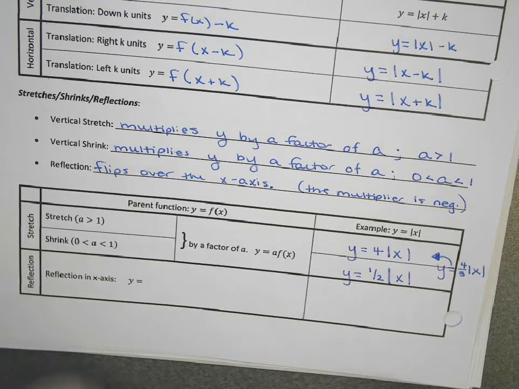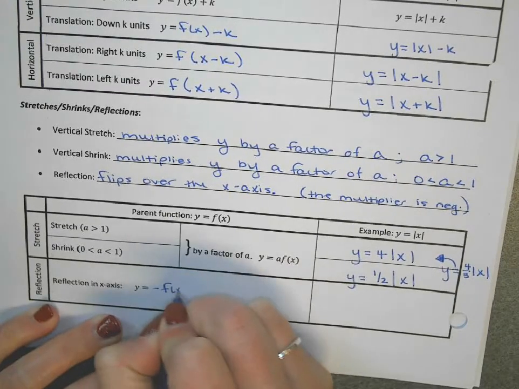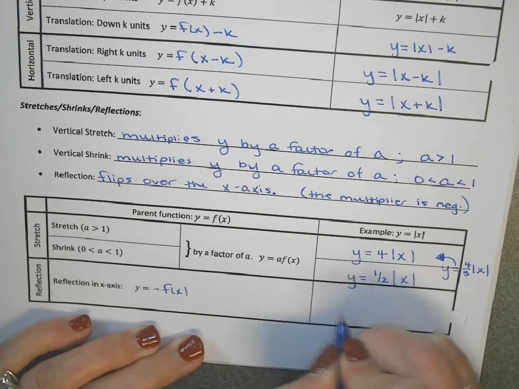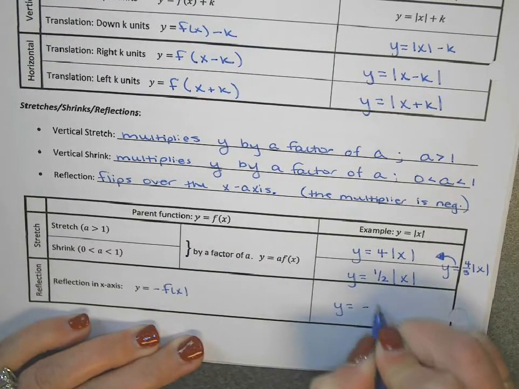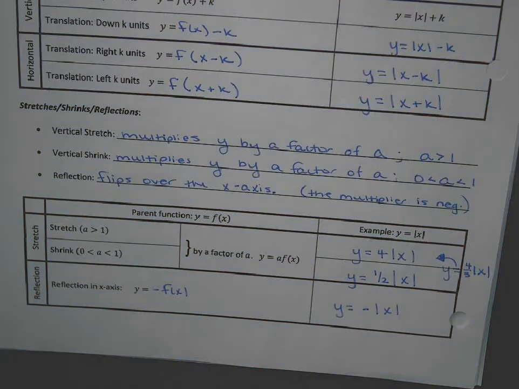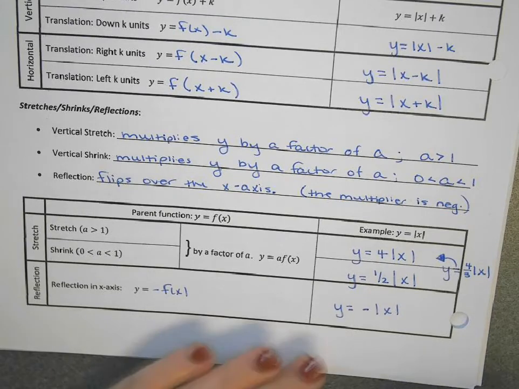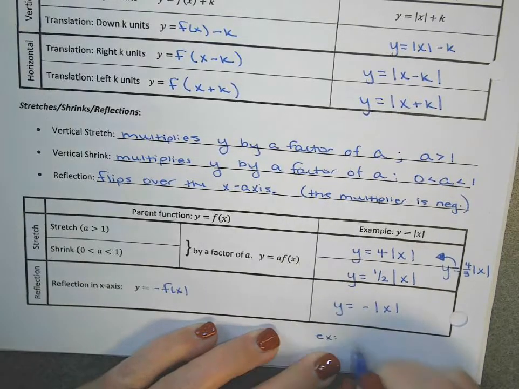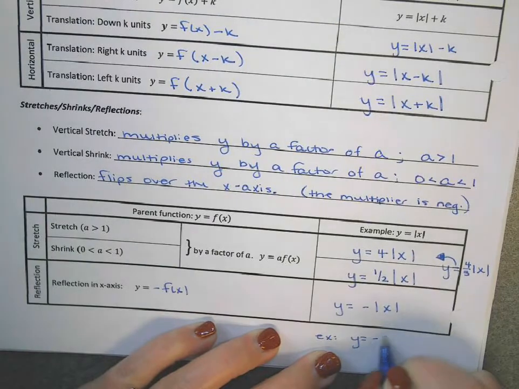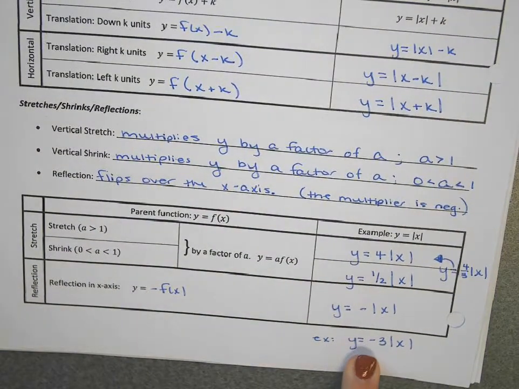Okay. A reflection is just anything with a negative. So if you have negative of the parent function. So in this case, if you had y equals negative the absolute value of x, we know that that's when you're going to have that upside down V. You could also combine a stretch or shrink along with a flip. So a combination would be something like y equals -3 times the absolute value of x. That's going to be a stretch, but it's also going to be a flip.